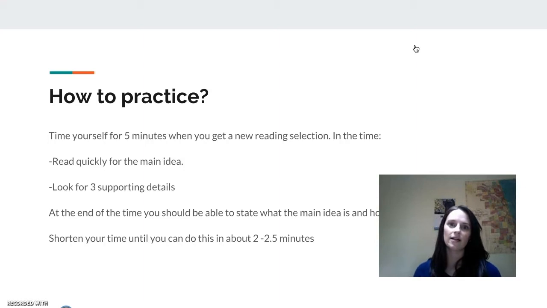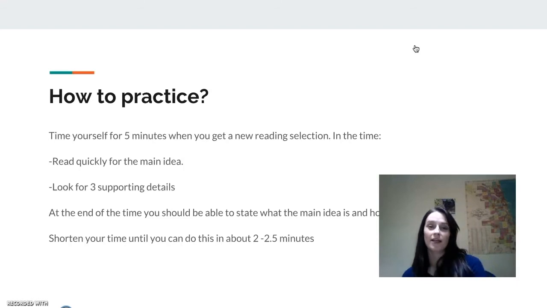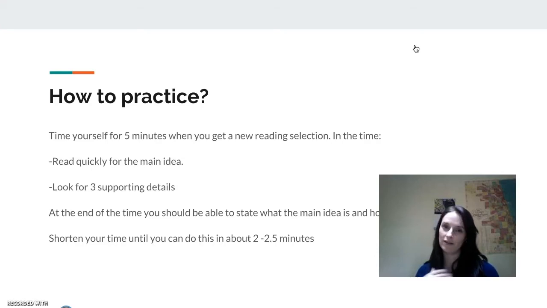An academic article that's going to be a little bit more dense than maybe an article you find on Facebook or something like that. Give yourself 5 minutes on your timer and read quickly. Practice that skimming that we talked about and see how far you can get, and see if in 5 minutes you can read something and get the main idea.